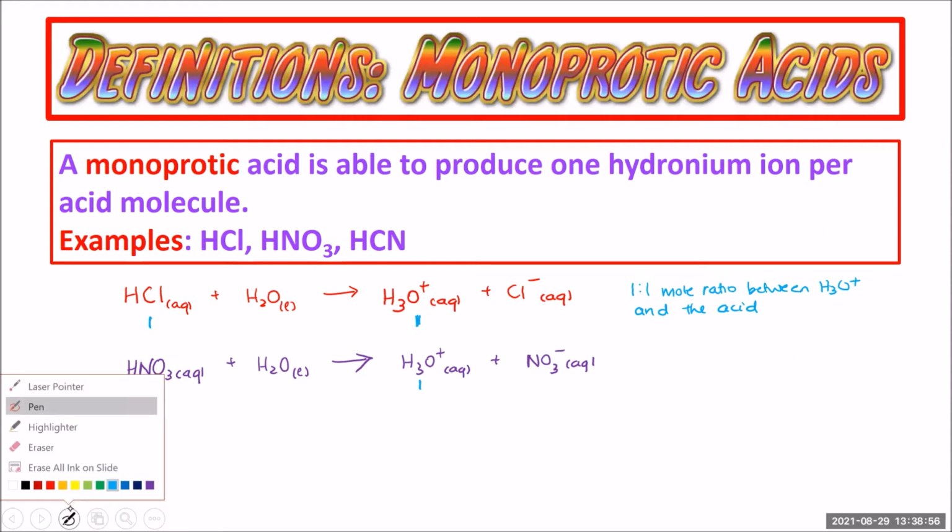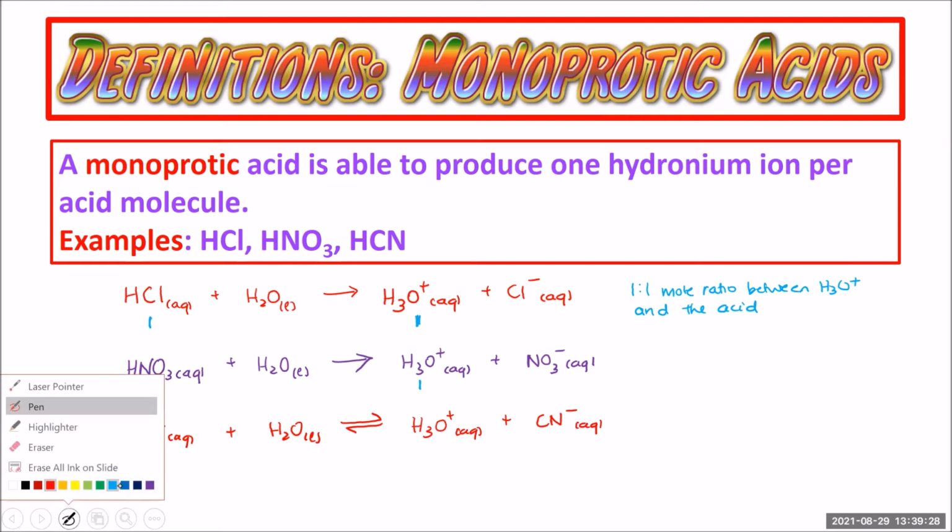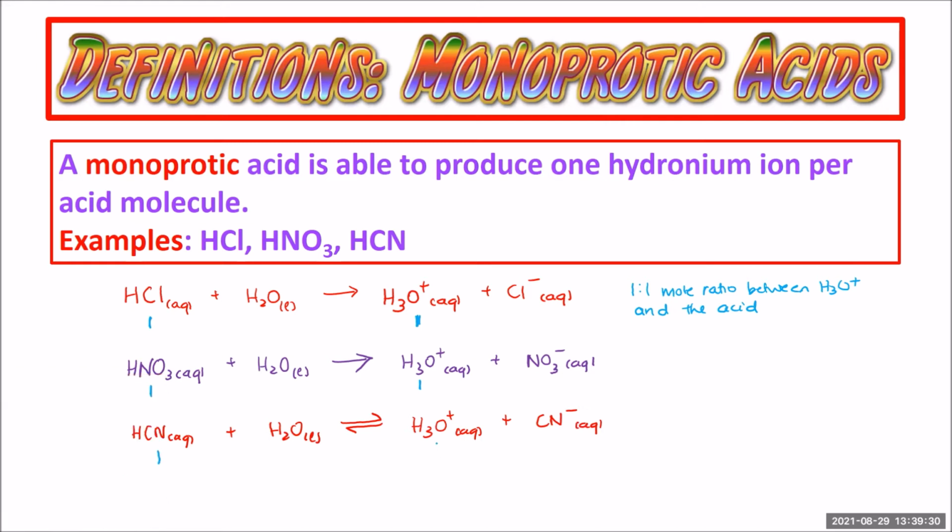Final example, have a go at HCN, hydrogen cyanide. How did you go with that one? HCN and water. This time, though, this is a weak acid, so we're going to use the equilibrium arrow. And still, what we're going to see is that 1-to-1 mole ratio. So that's the monoprotic acids.